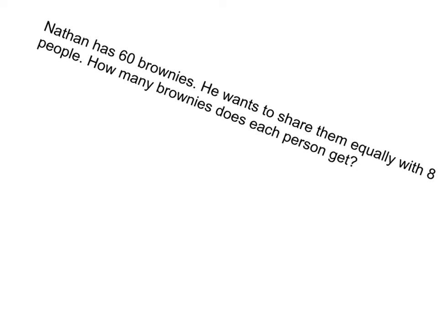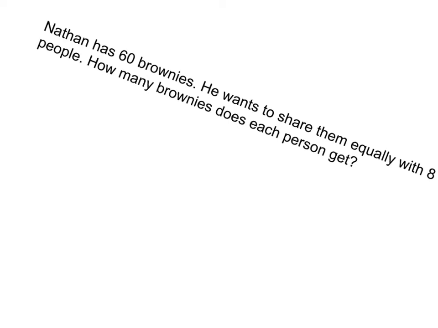This is how to solve a division problem. I will now read the story to you. Nathan has 60 brownies. He wants to share them equally with 8 people. How many brownies does each person get? Now Nathan will show you how to solve this problem.